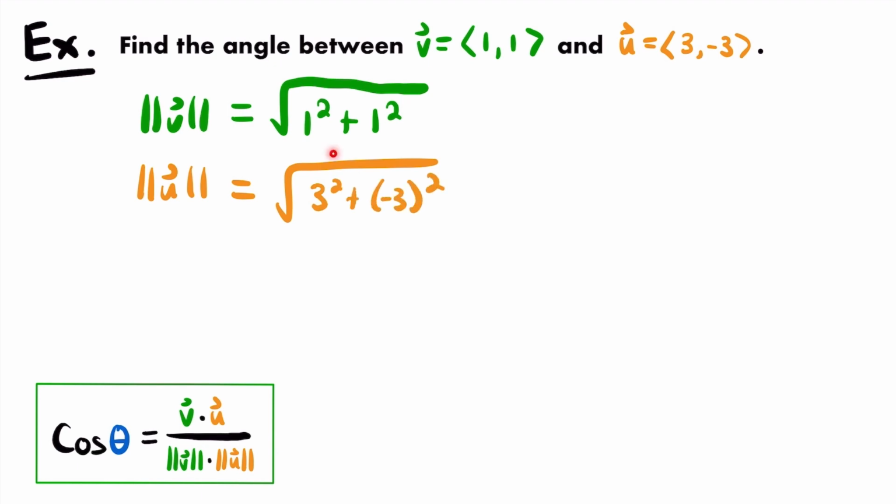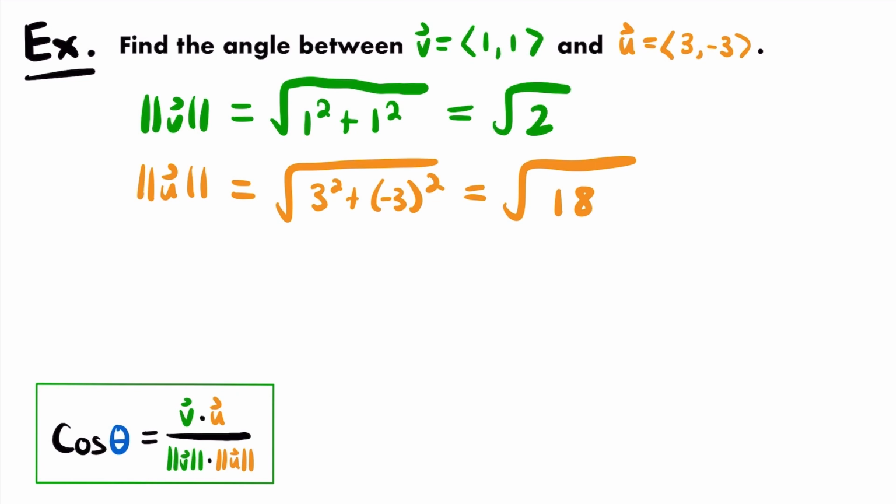Okay, now if we simplify each of these magnitudes, 1 squared is 1, so we have 1 plus 1 underneath this square root, so this is equal to the square root of 2. And then for the magnitude of vector u, 3 squared is 9 and negative 3 squared is 9. So this is equal to the square root of 9 plus 9, which is 18. So we'll have the square root of 18.